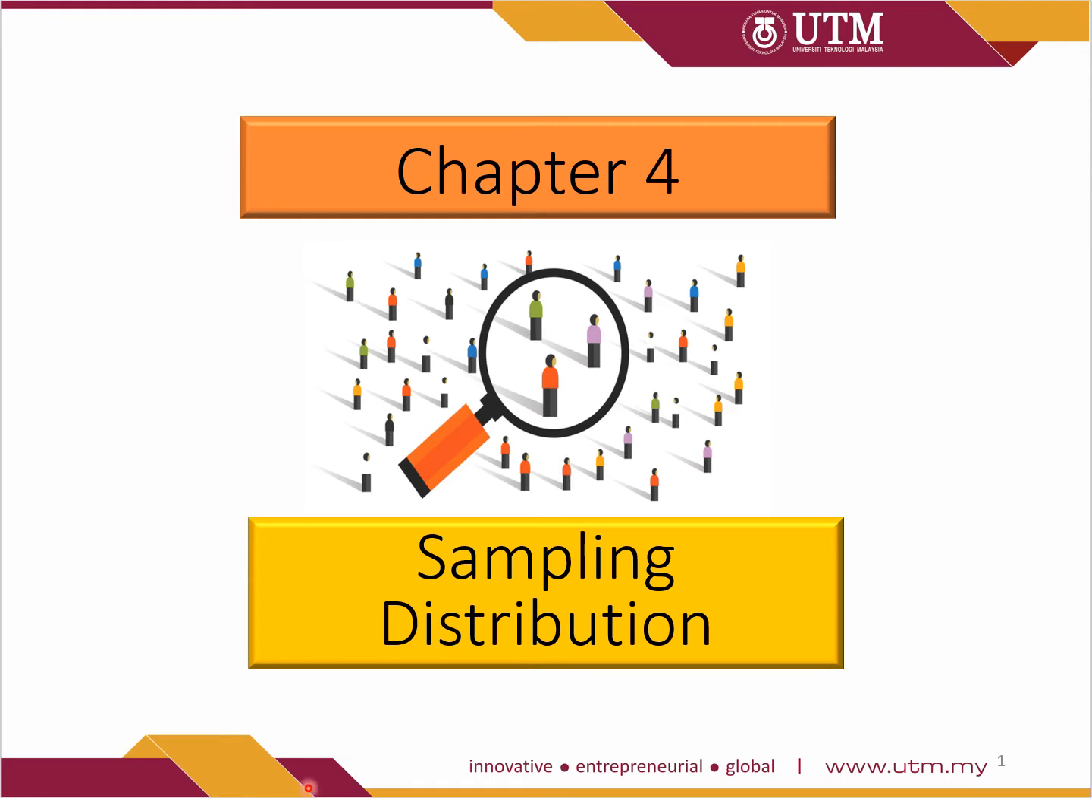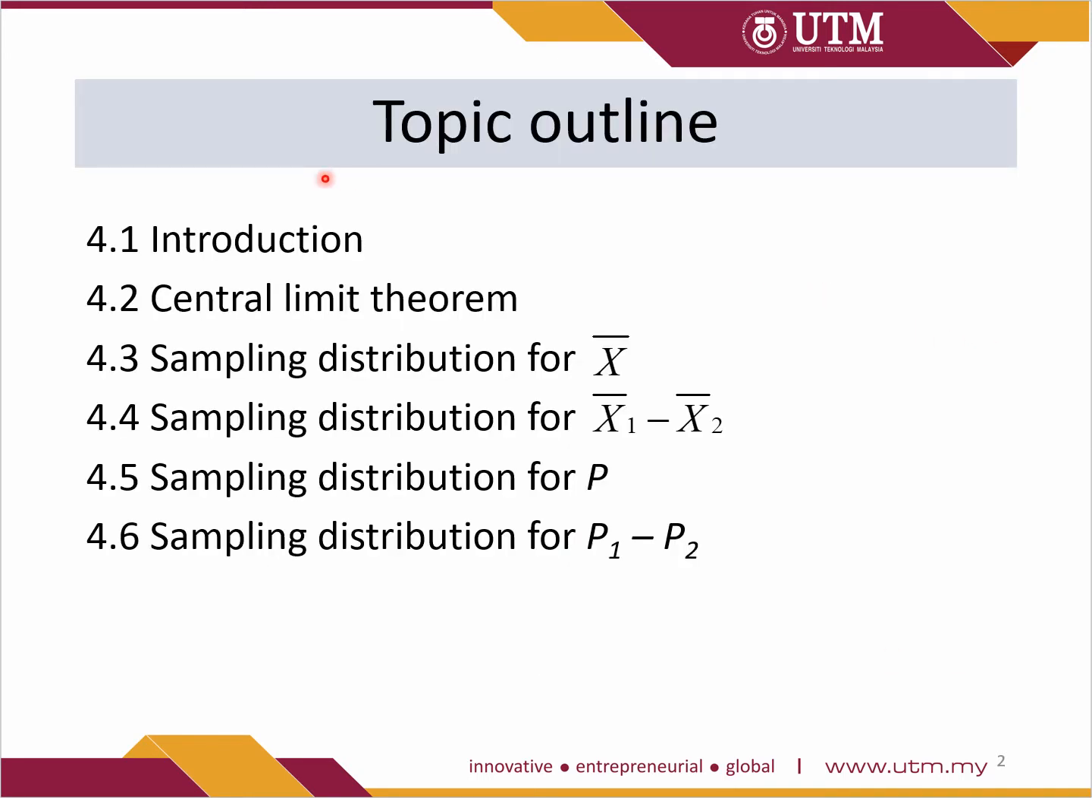So in this video, we are going to learn about sampling distribution. This is the topic outline for this chapter. First is the introduction. Next is the central limit theorem. Then you will learn about 4 types of sampling distribution. The first one is the mean, the difference of two means, sampling distribution for proportion, and the last one is the sampling distribution for the difference of two proportions.